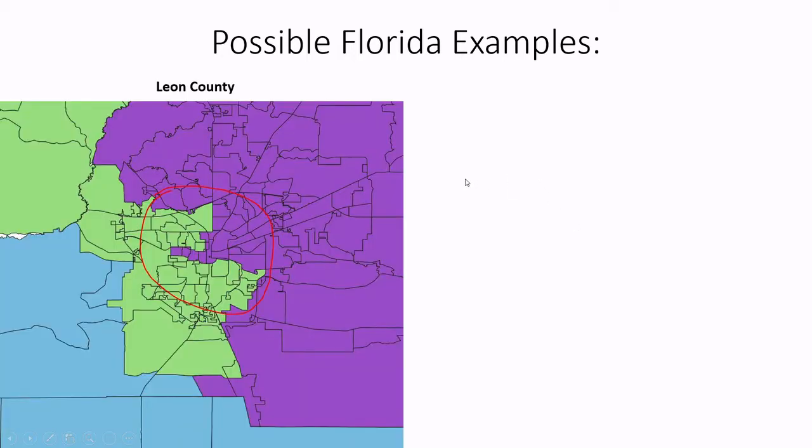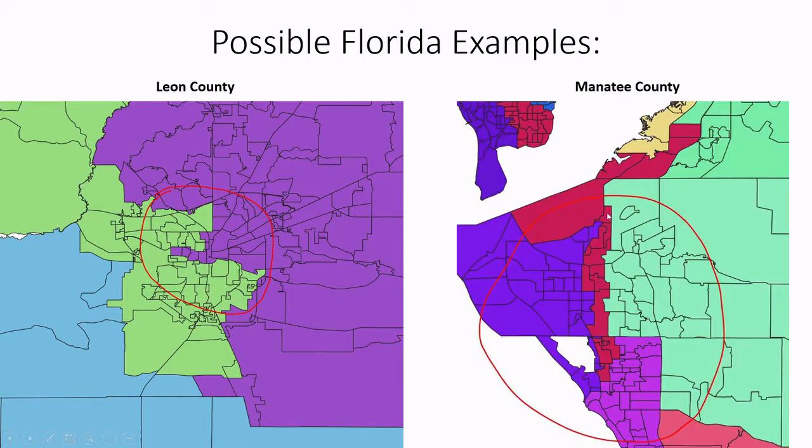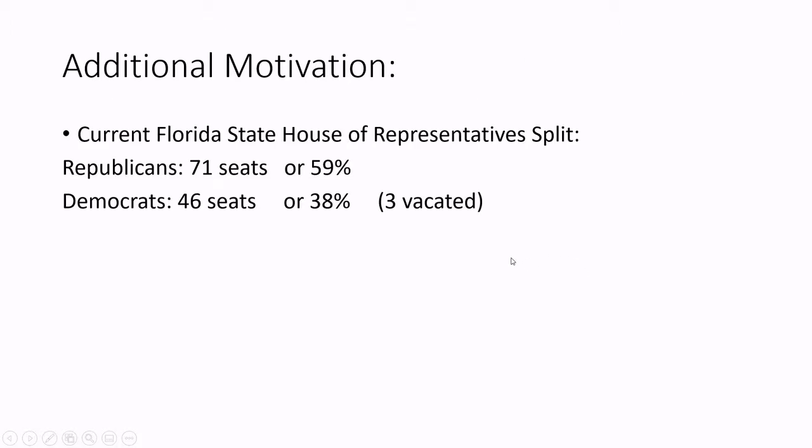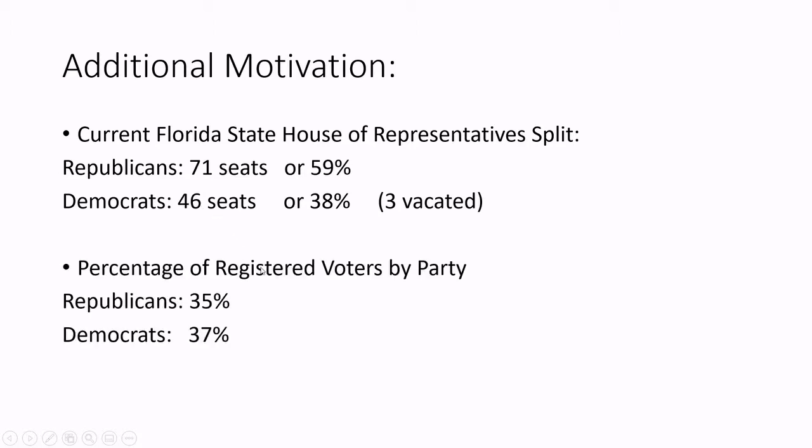And the state of Florida is not free from these types of districts, especially in the House. For instance, here in Leon County in Tallahassee, we have this boot-looking thing coming out of the green district into Tallahassee. And in Manatee County, we have this long snake snaking all the way down to Sarasota County here. Additionally, if we look at the current Florida State House of Representatives split, the Republicans have 71 seats, while the Democrats have 46. But if we look at the percent of registered voters by political party, it's approximately even. So this raises a few red flags as well.